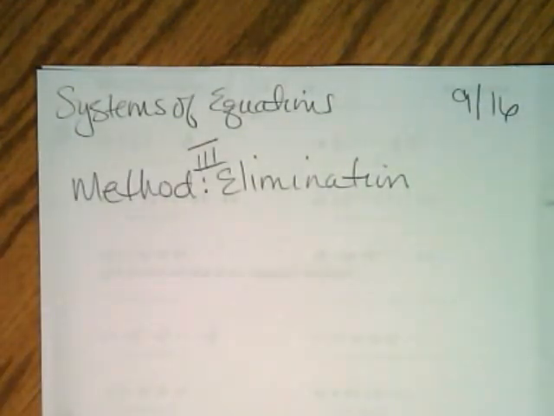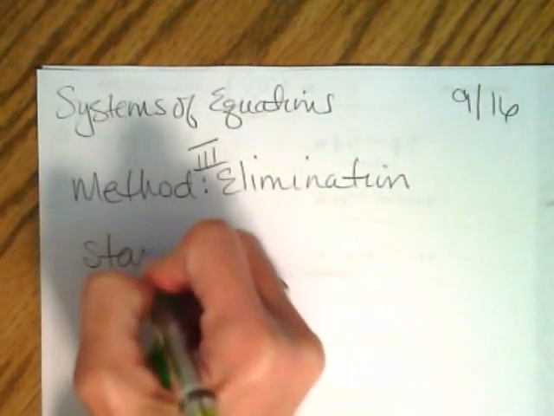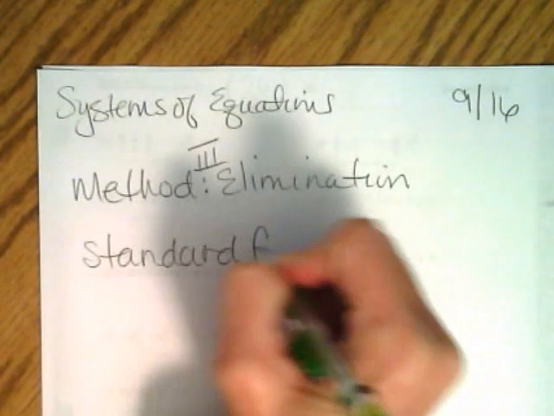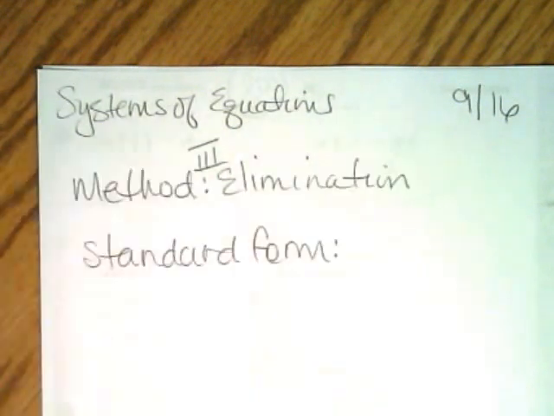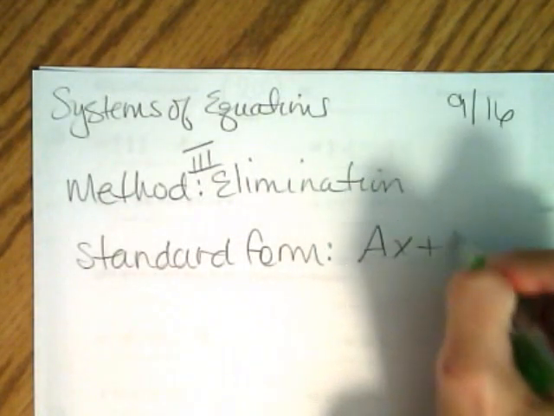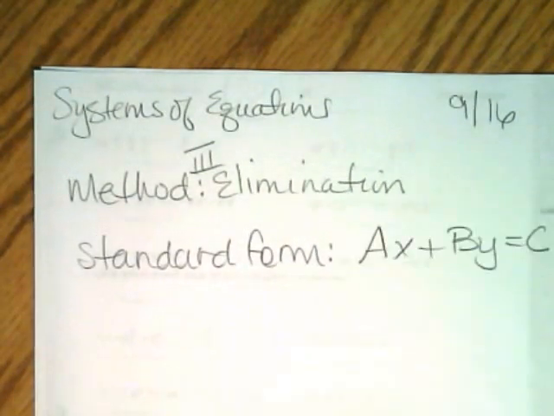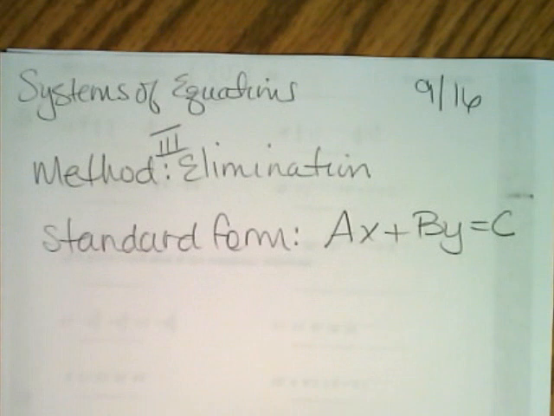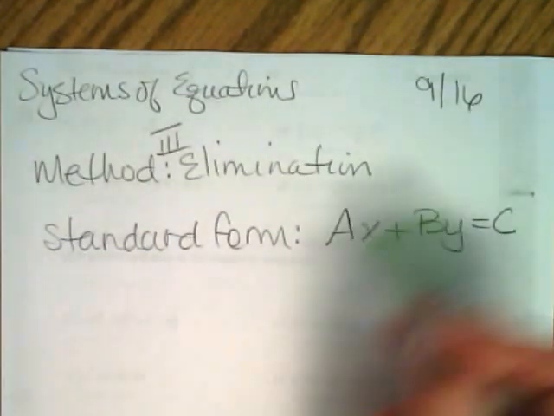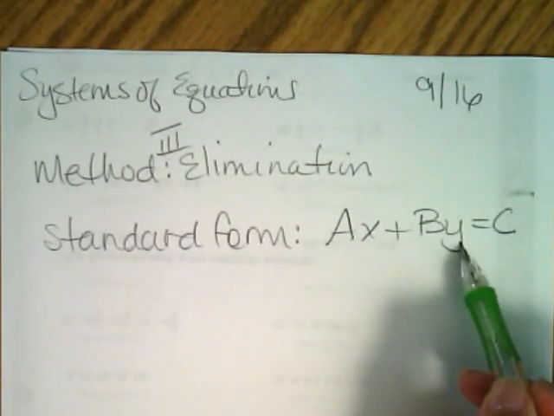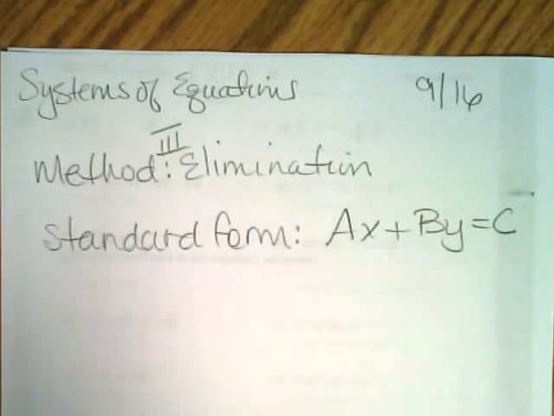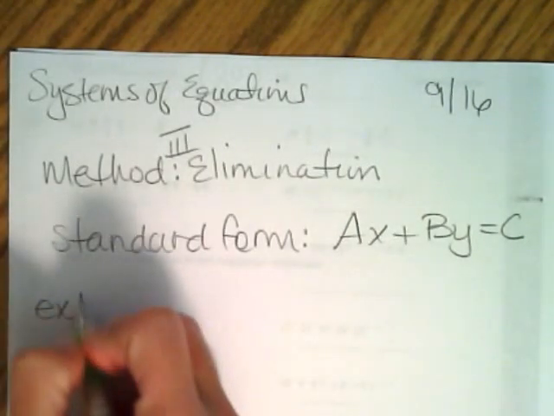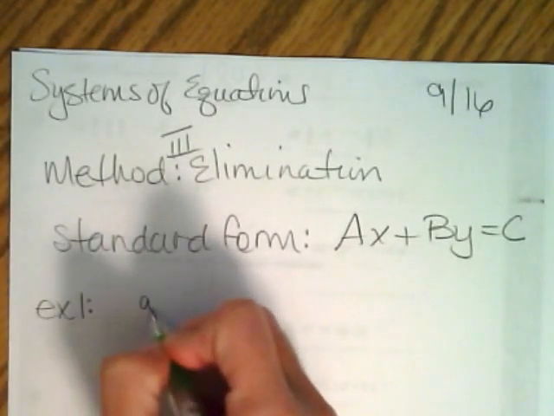Now, with elimination, you want to make sure your equations are in standard form. We talked about slope-intercept form, and we've talked about standard form. Standard form basically looks like this: Ax + By = C. A, B, and C are all integers. So this is what we want. We don't want to solve for y anymore. That was slope-intercept. We want x and y on the same side. So, example 1.